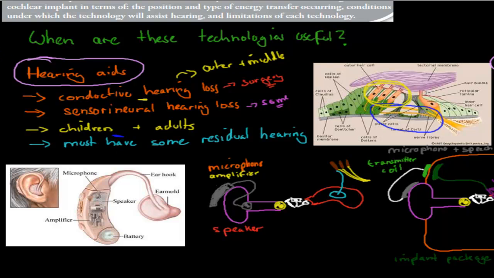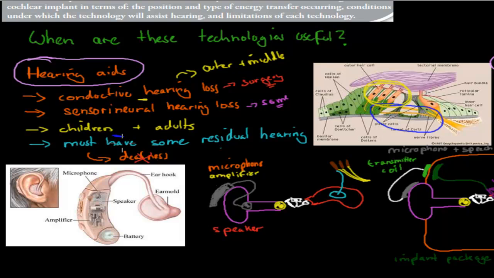And those children and adults must have some residual hearing. What that means is they can't be completely deaf. Deaf means that they can't hear at all. That's when the cochlear implant comes into play. So deafness would not be good. We wouldn't give people hearing aids if they're deaf. They have to have some level of hearing, maybe just bad hearing, but at least some level of hearing. Right? So what are hearing aids?